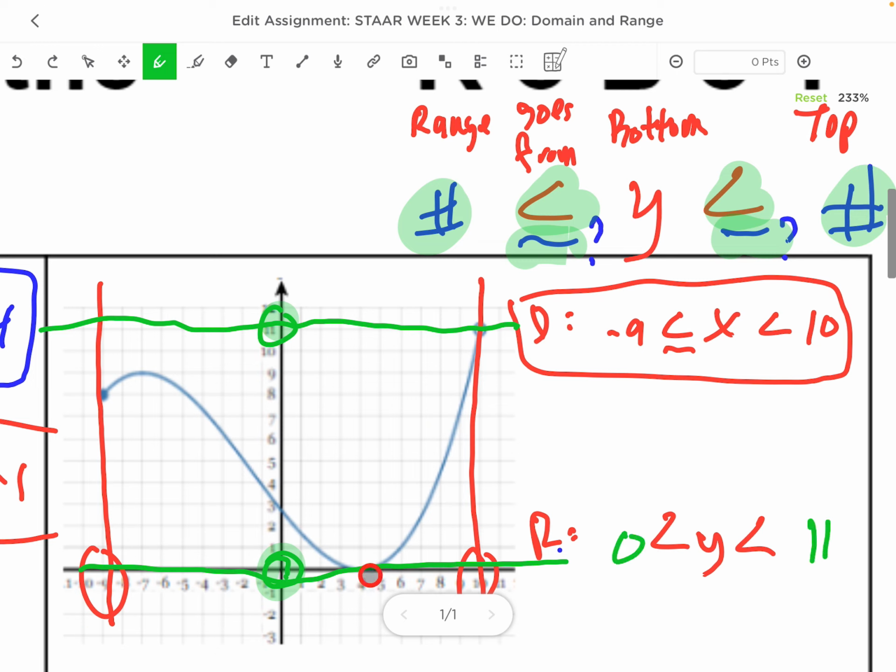This one goes right through there, so it has a line over there. This one right over here has an open, so we're going to leave it just like that. Okay, all right.